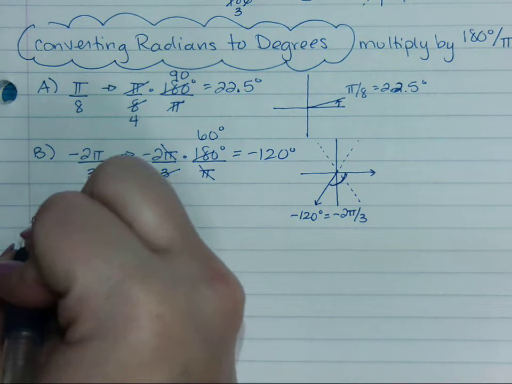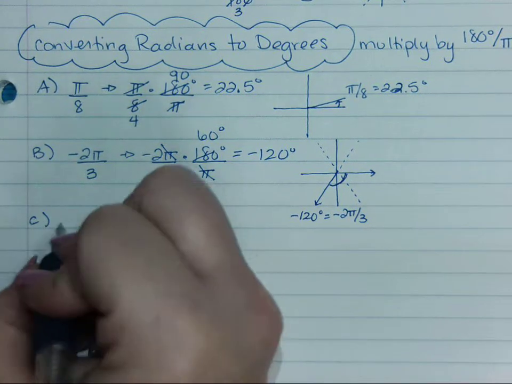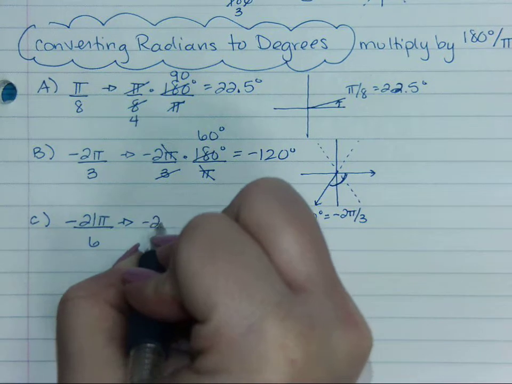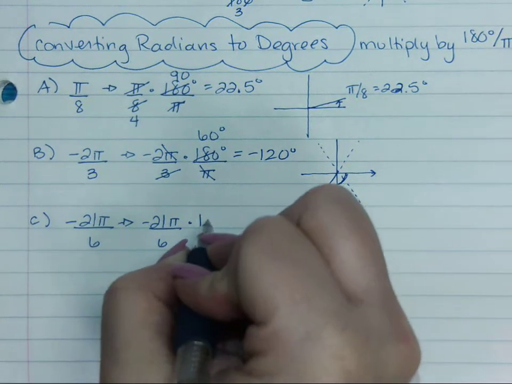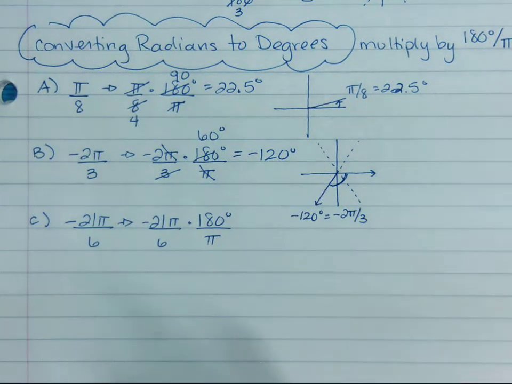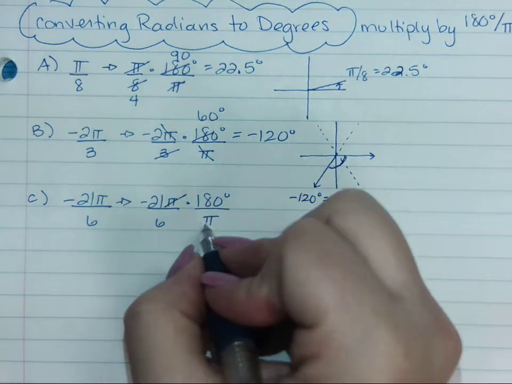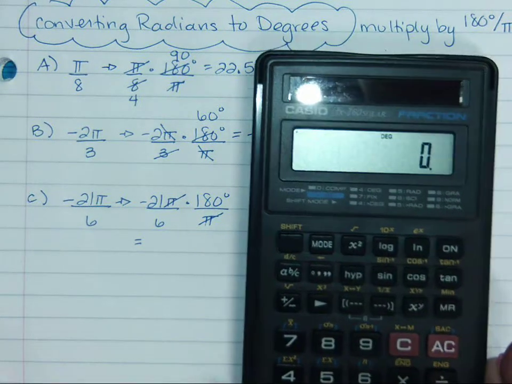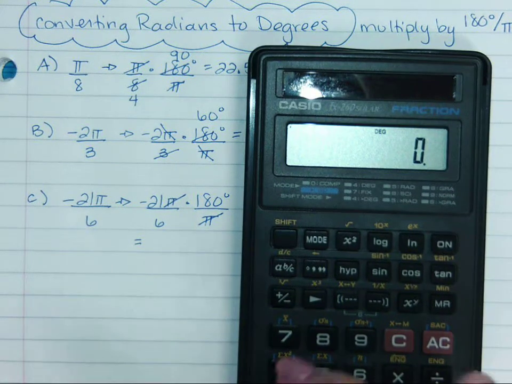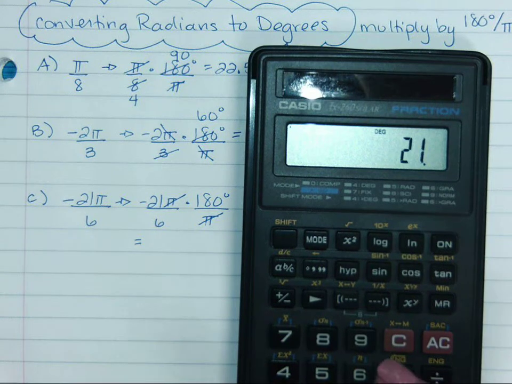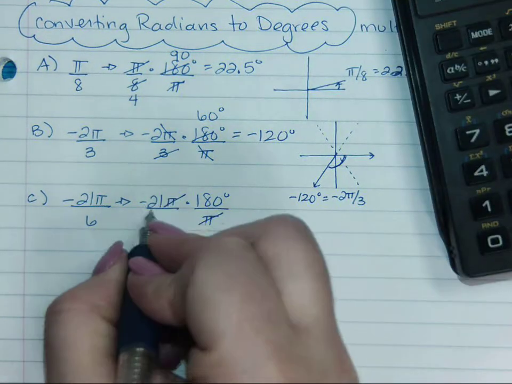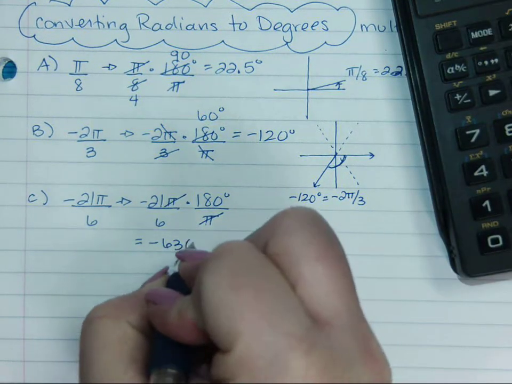And let's just do one more, like negative 21 pi over 6. So again, multiply by 180 over pi. Your pi symbols cancel. And if you really wanted to, you could just put this all into your calculator the way you see it when you're doing the radians to degrees. So like 21 times 180 and then divided by 6 is 630 degrees. But I need to keep that negative that's sitting there.